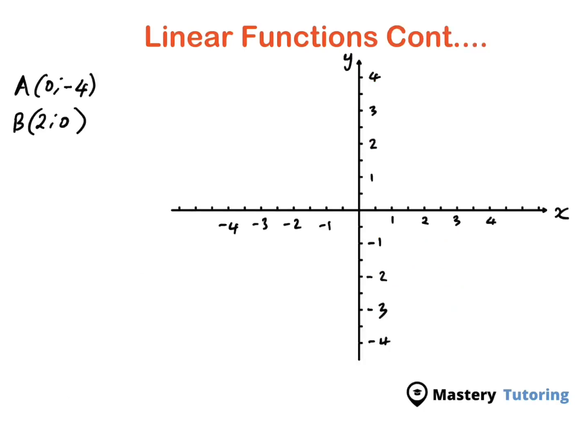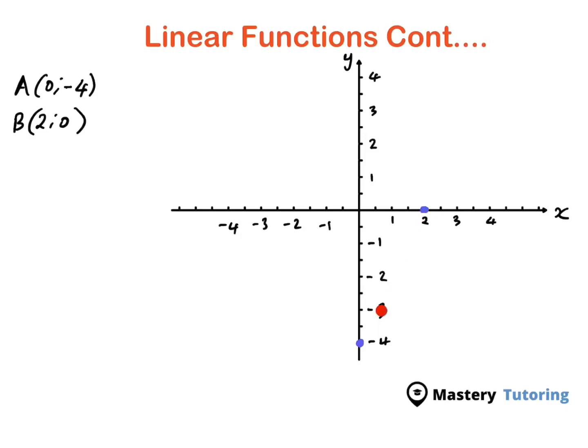Now we're going to plot this on a Cartesian plane. We know that when x is 0, y is minus 4, so we find minus 4 for y along this line. The point is here because x is 0 and y is negative 4. Then when x is 2, y is 0, is this point here. We mark these points, and the next thing to do is join these 2 points with a straight line.